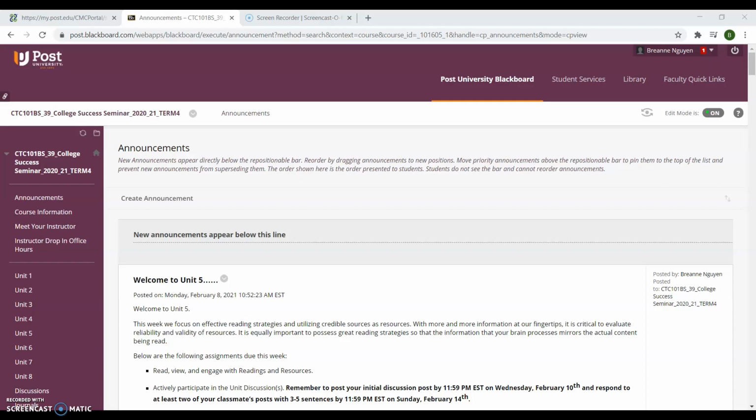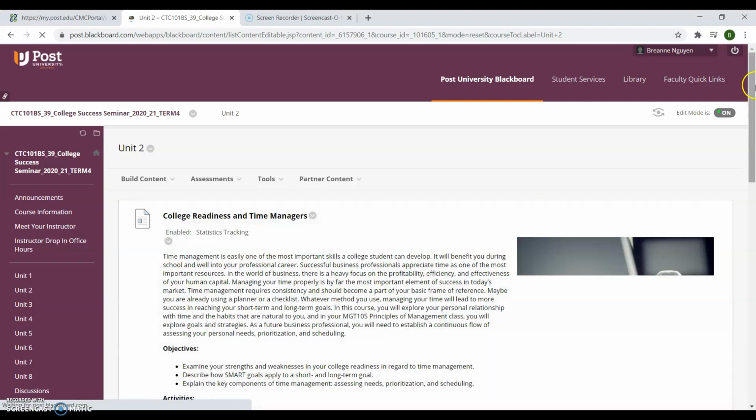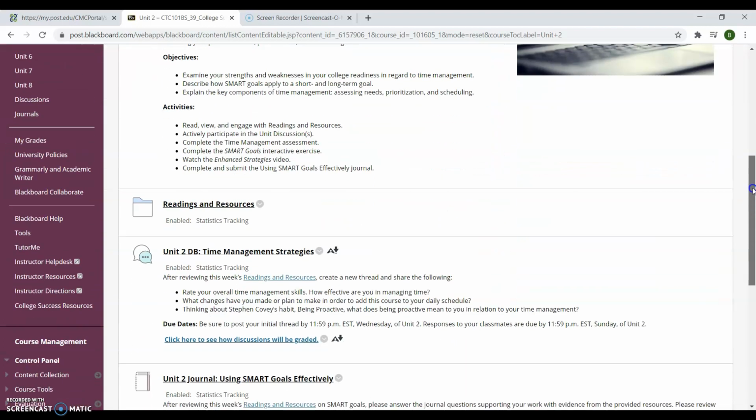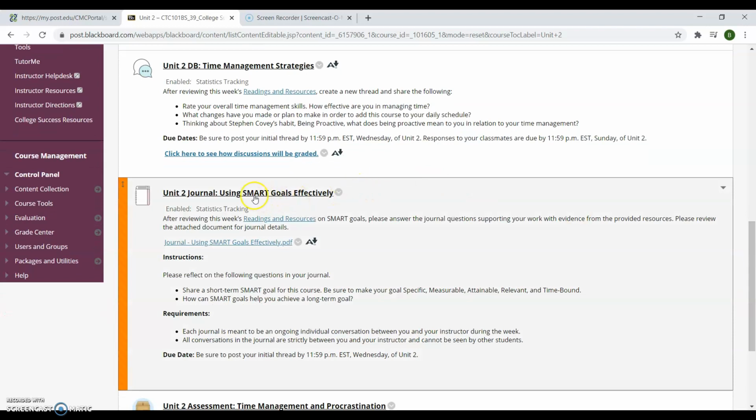So just like discussions, there are two ways to access journals. If you go into the week that you are working on, so for example, there is no journal due this week, which is week 5, so I'm going to click on Unit 2, which is where a journal was due. If you scroll down the page, you can see right here where it tells you Journal, Unit 2, Journal 2, using SMART goals effectively. It tells you after reading that week's resources to please answer the journal questions, supporting your work with evidence from the provided resources. Please review the attached document for journal details.